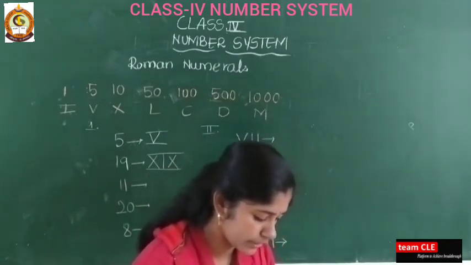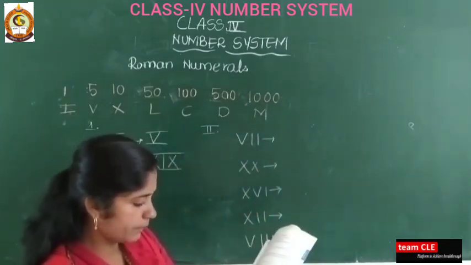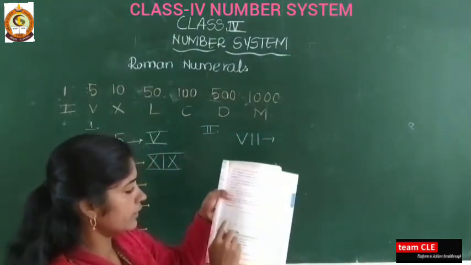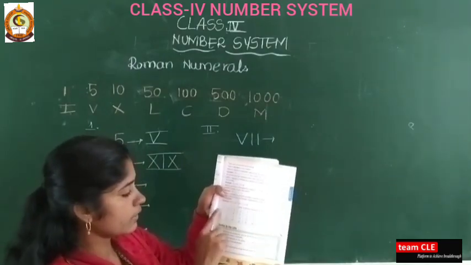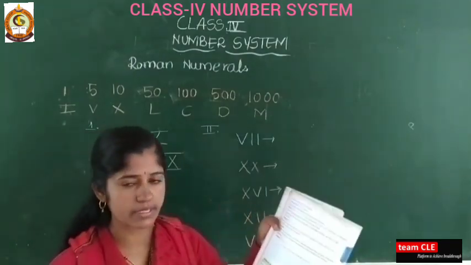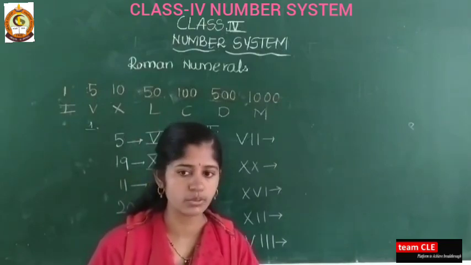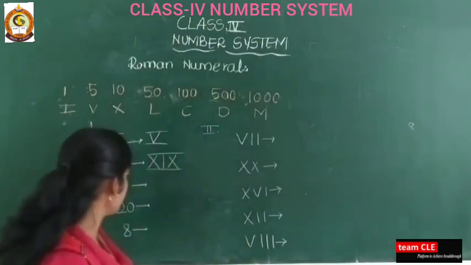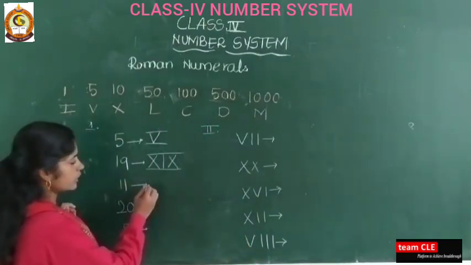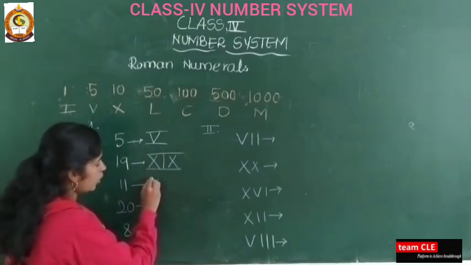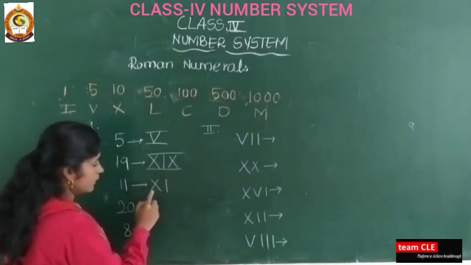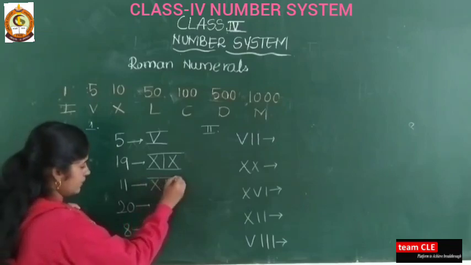They are already there in your textbook, on page number 91. A table is there, no? Here the Roman numerals 1 to 20 are there. If you know the rules, then you can write the numbers. See here, 11. How to write 11? 10 plus 1, the rule of addition. X, I. 10 plus 1 is 11.